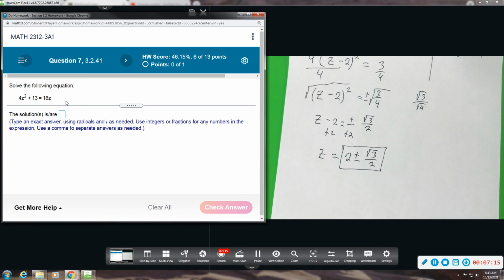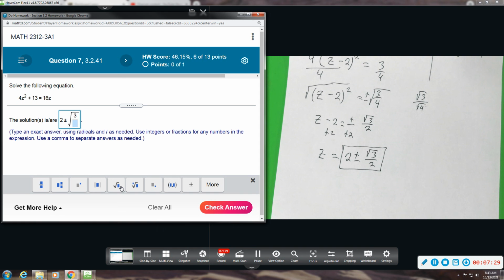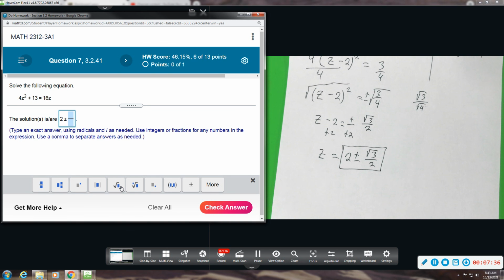You can, of course, do this with the quadratic formula, but I wanted to do it a little bit differently and just show completing the square again. So z equals 2 plus or minus the square root of 3 over 2.